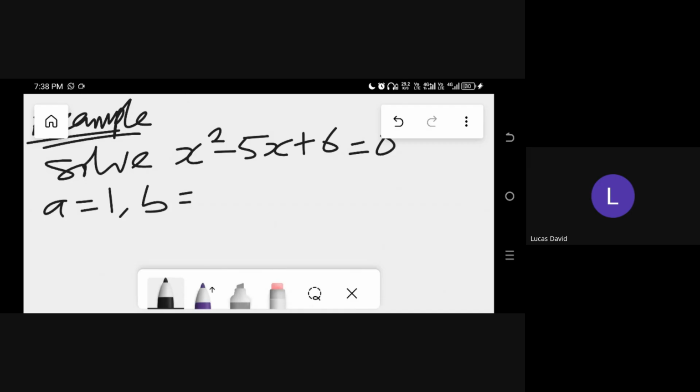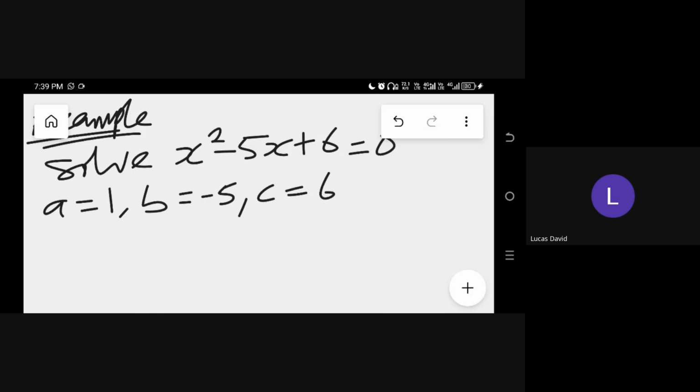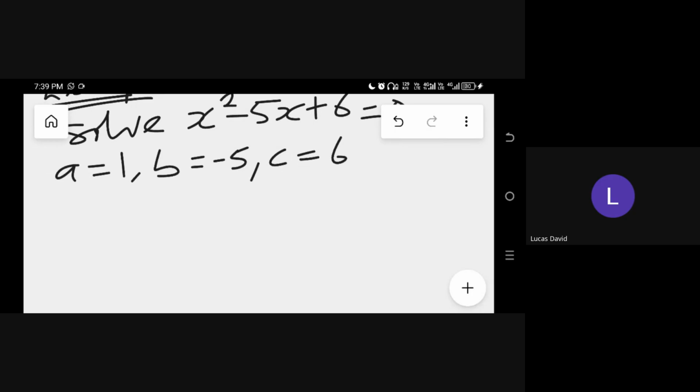B isn't 5. That is minus 5. Sorry, minus there, yes. So that minus has to move together with the 5 because the minus belongs to the 5. It's minus 5, while C is 6. So this is your A, B, and C.